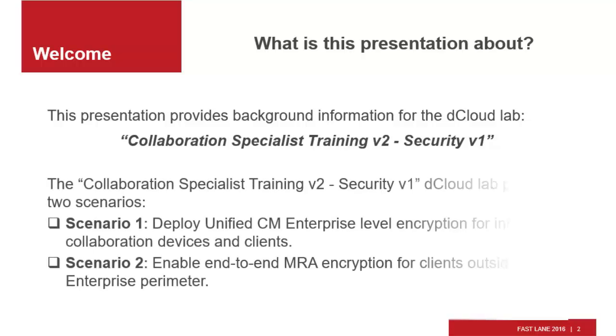The Collaboration Specialist Training Version 2, Security Version 1 dCloud Lab presents two scenarios. Scenario 1. Deploy unified CM enterprise-level encryption for internal collaboration devices and clients. And Scenario 2. Enable end-to-end MRA encryption for clients outside the enterprise perimeter.